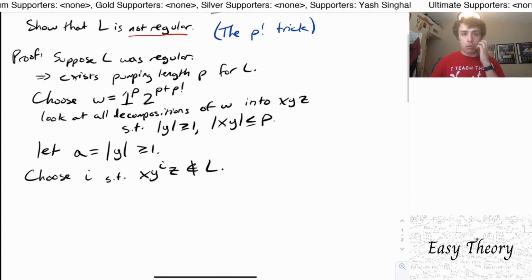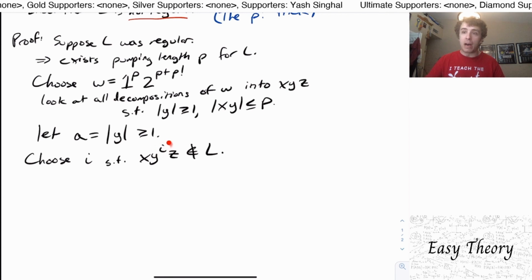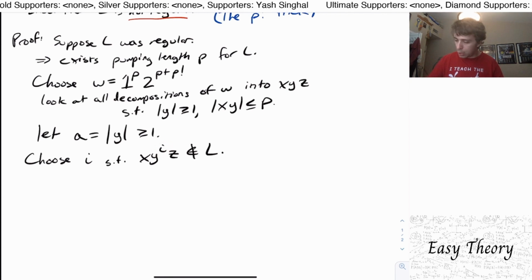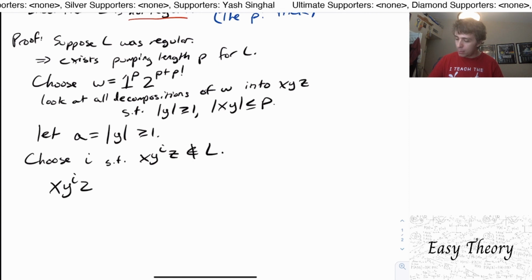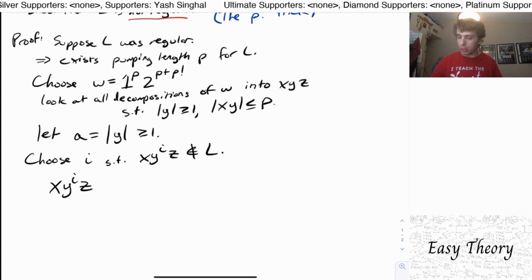Okay, so what are we going to do? Well, it's not immediately obvious which value of I to pick. So let's just look at it in a general case. If we just picked a value I, then let's see what the string actually looks like.